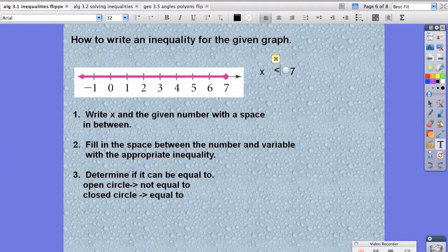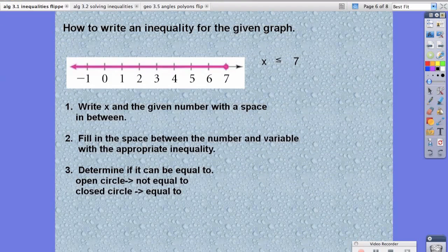Okay. Now, because the circle is closed, that means it should be less than or equal to. So we're going to put the appropriate line under, and we've written our inequality.